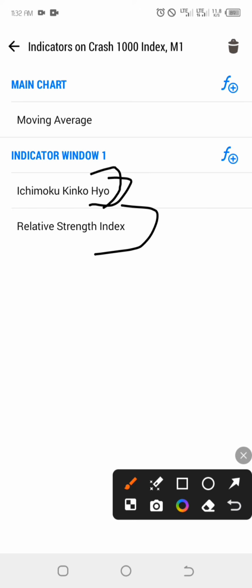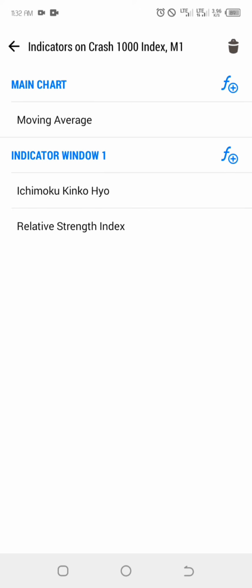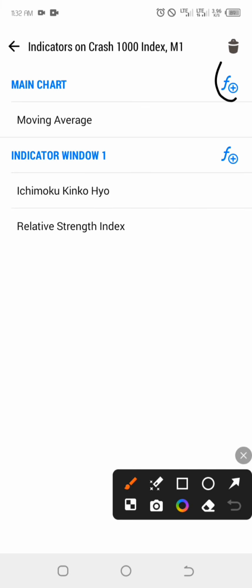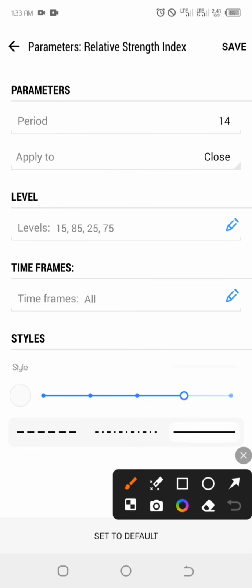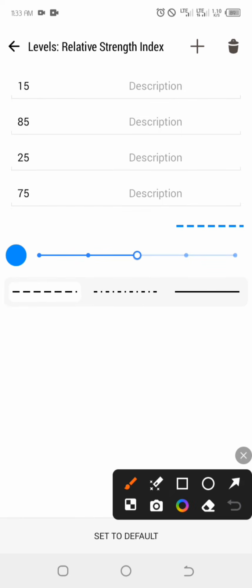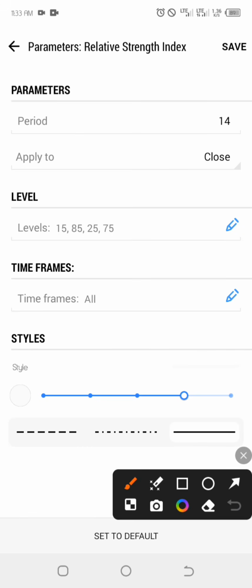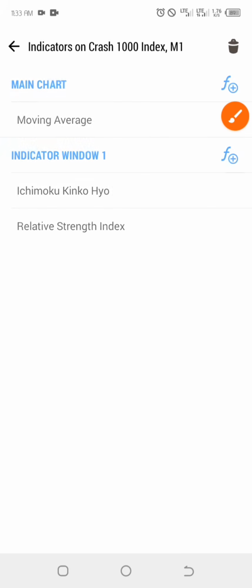Now click on this F icon right here, search for your RSI and click on it. For the RSI, the period is 14, apply to close. For the levels, we need the 15, 85, 25 and 75 levels. Then go back, make sure you set your style as your background color, click on save, and you're going to have your RSI in your chart.